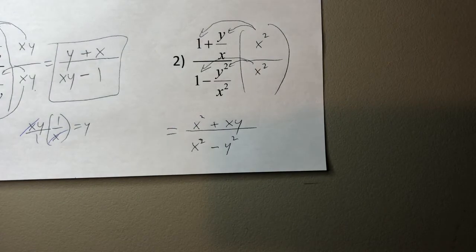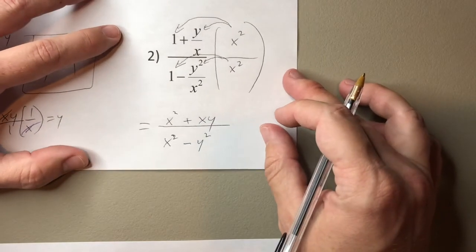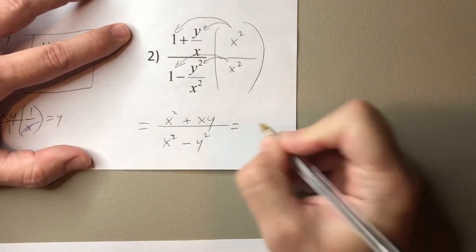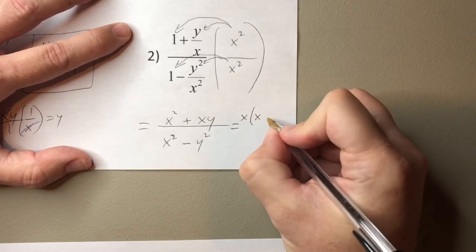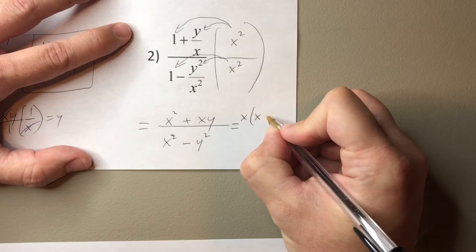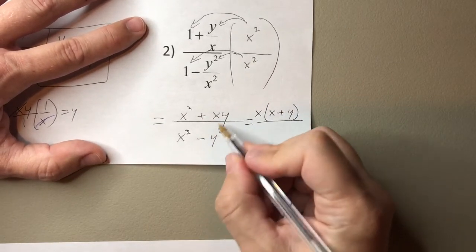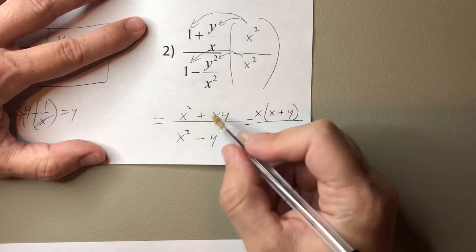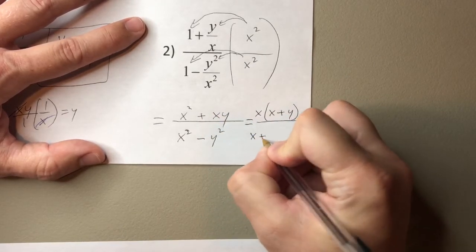Now, note in this particular case, and this could be possible in some problems, you are actually able to factor both the numerator and the denominator. So pay attention to that. Make a note to yourself. Once you get to this point, check to see if it's possible to factor it. If it is, then do so.